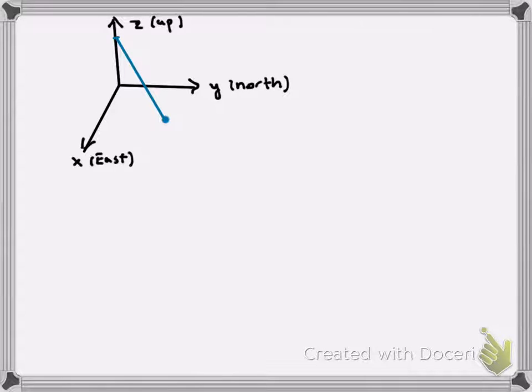So let's discuss the Foucault pendulum. The first thing we're going to need, of course, as always, is a picture. So here I've got my x-axis pointing east, my y-axis pointing north, and my z-axis pointing up. And I've drawn the pendulum swinging back and forth in some plane between the xz-plane and the yz-plane, or a plane that goes through x and z and a plane that goes through y and z. It's in some plane between those.